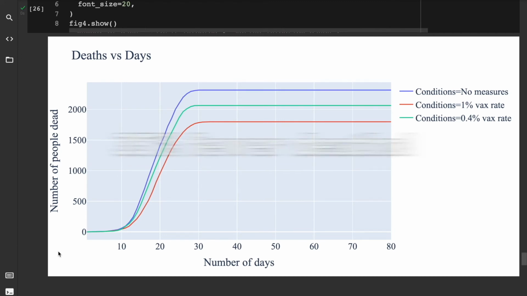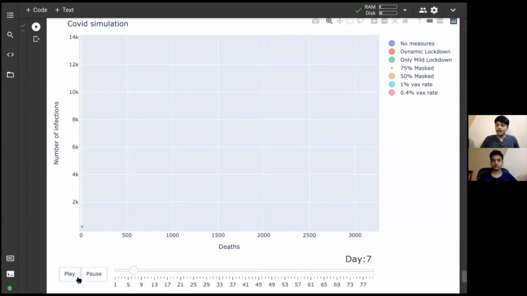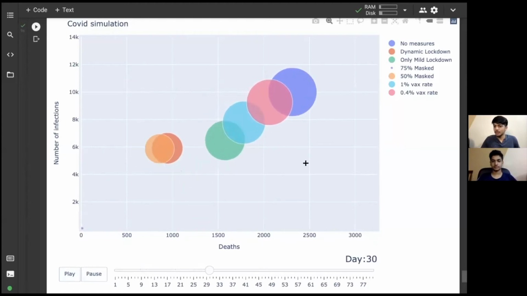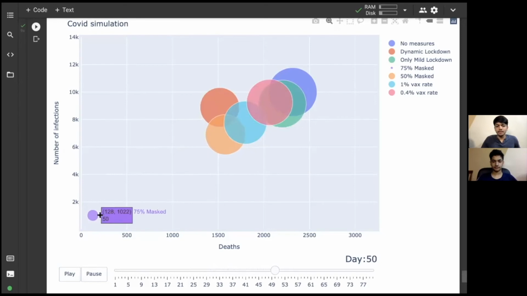To wrap it all up, we will look at a graph that compares all of the different measures we have looked at so far: varying amounts of vaccination rates, lockdowns, and masked percentages. As expected, the worst thing a city can do to battle COVID is not have any measures at all. Other measures have varying levels of effect on the number of infections and the number of deaths. But according to this simulation, the most effective measure against COVID is wearing masks. This means that the most effective measure against COVID is in our own hands.